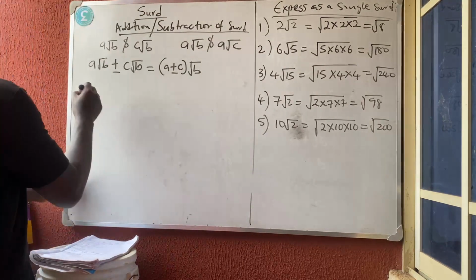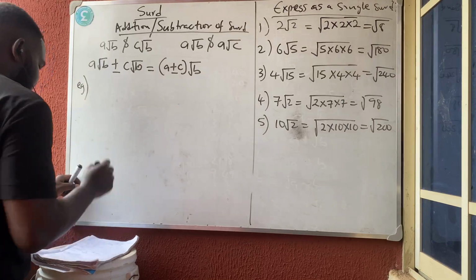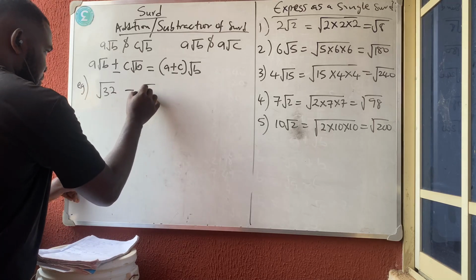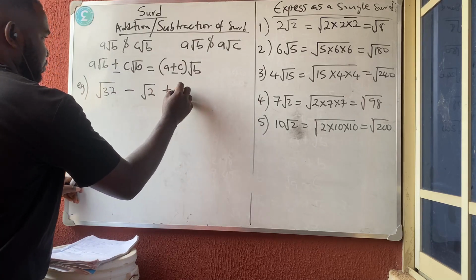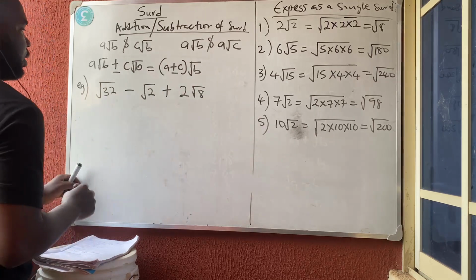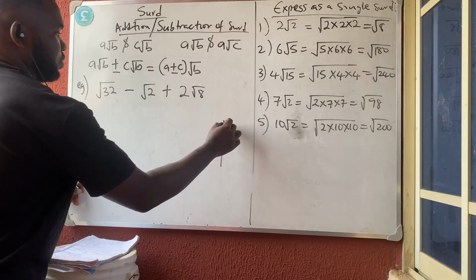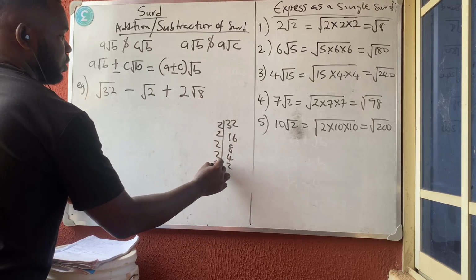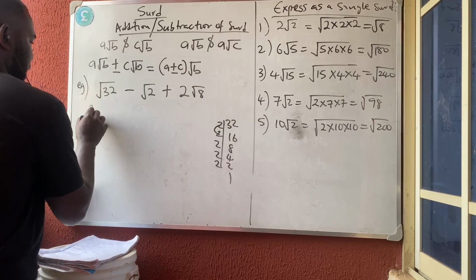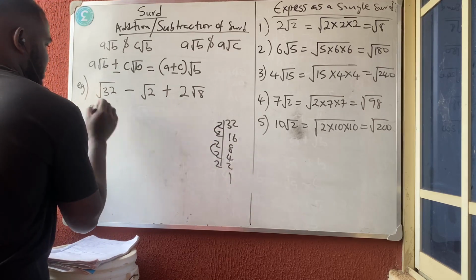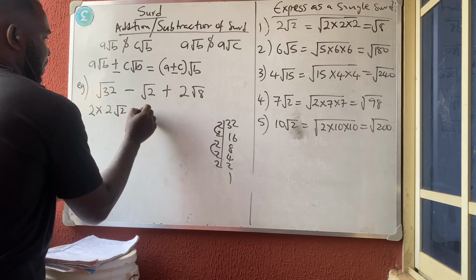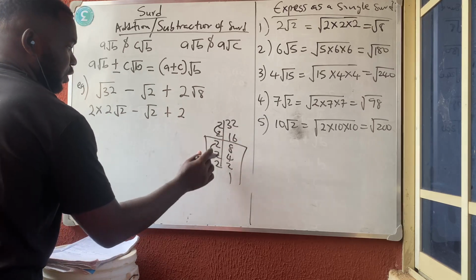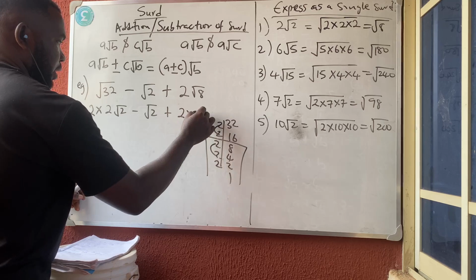So what do we do now? An example. Example here says root 32 minus root 2 plus 2 root 8. Okay, so let's do that. 32, reduce it. 2 divide 32 is 16, 2 divide 16 is 8, 2 divide 8 is 4, 2 divide 4 is 2, 2 divide 2 is 1. Double, stay outside. Double again, stay outside. What I'm having now is root 2 minus root 2 plus 2 is already here. Before 8 started from here, before I have what? 2 that is here, root 2.